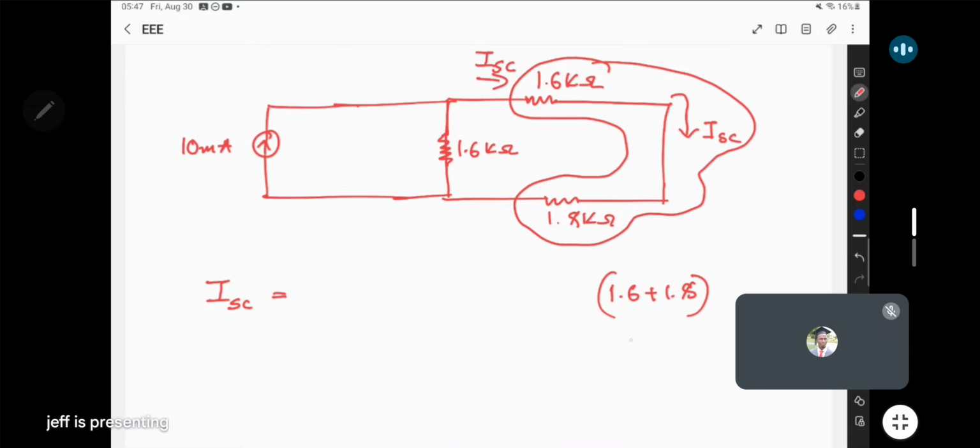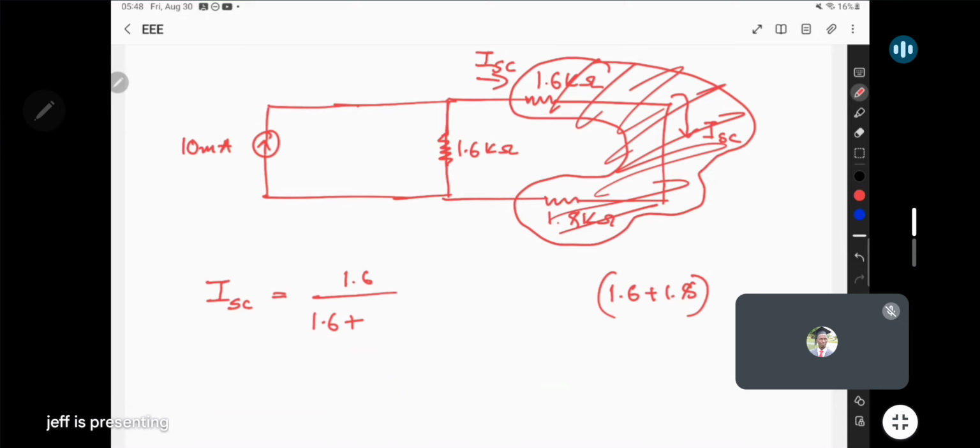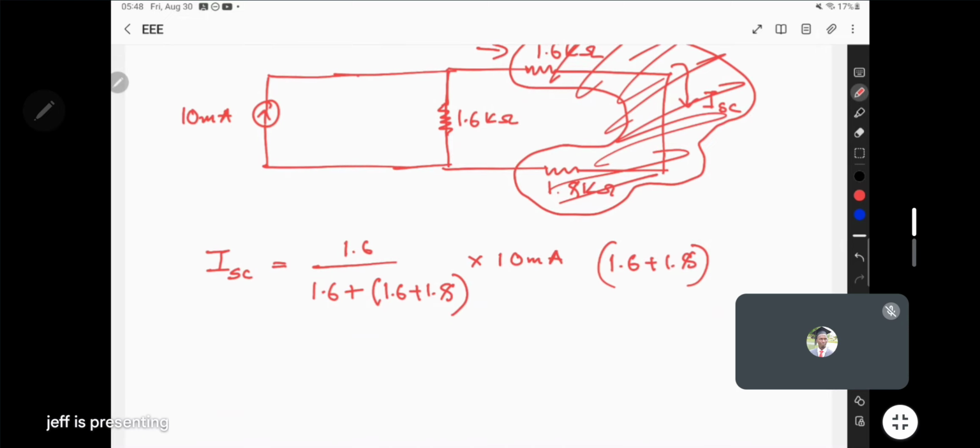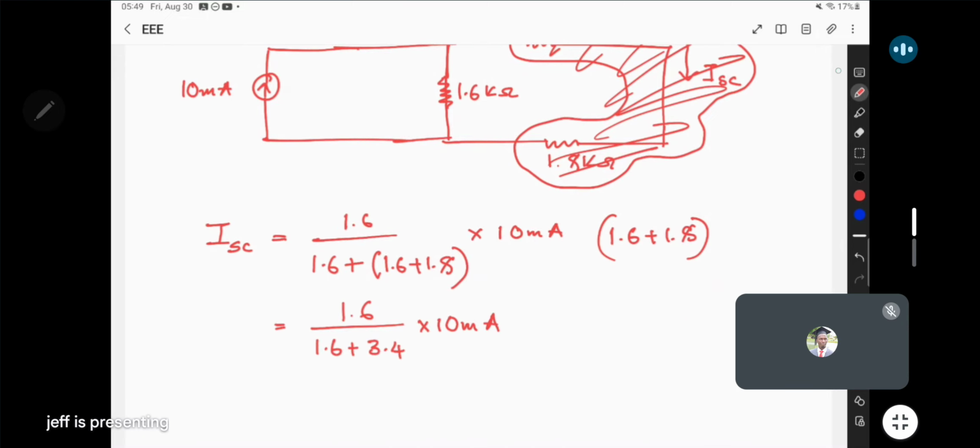Since they are together parallel to the 1.6, to get what I short circuit will be, we'll use current division. In current division, it's the other resistor, 1.6, meaning this one here, divided by the sum, the 1.6, this one again, plus the other is this one here, the resistor which is a combination of 1.6 plus 1.8. Then multiplying the current they are sharing. These are sharing 10 milliamps. So it will reduce to 1.6 over 1.6 plus 3.4, multiplying 10 milliamps.